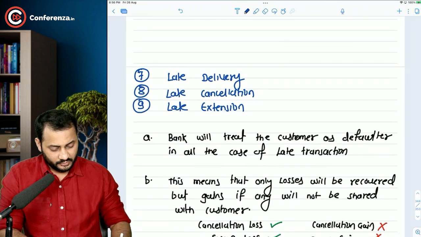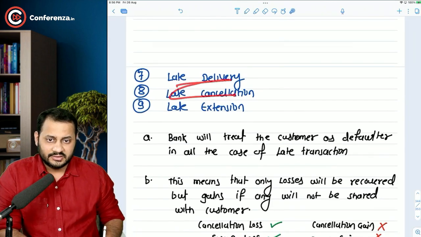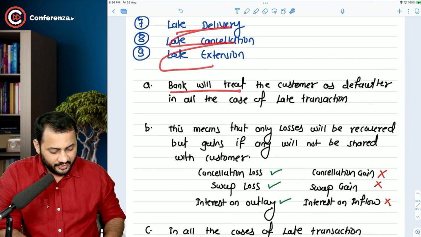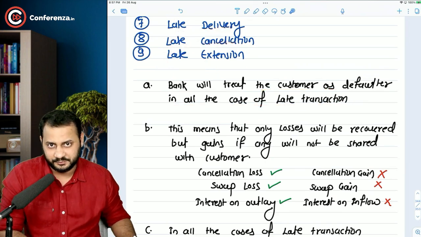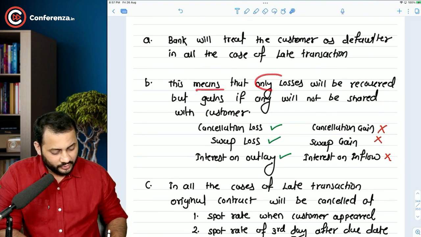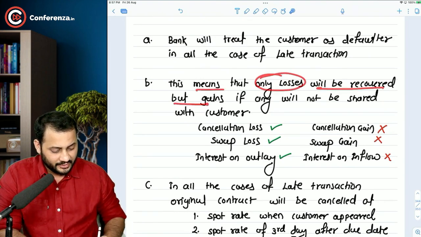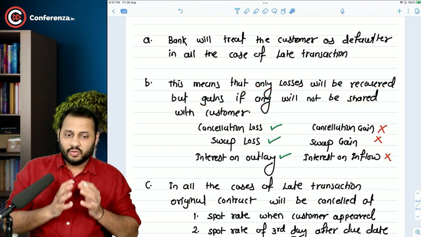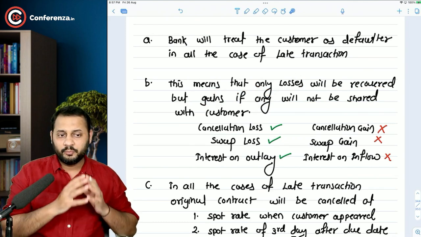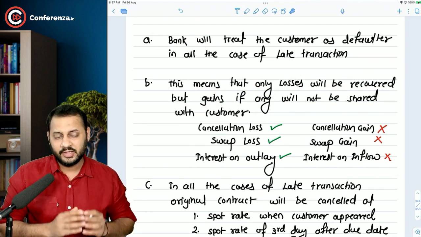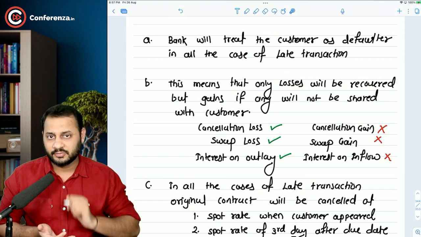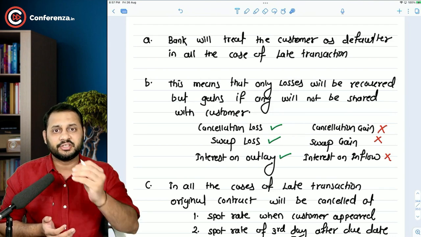See, late delivery, late cancellation or late extension, everything will be discussed by us. Bank will treat the customer as defaulter in all the cases of late transaction. This means that only losses will be recovered but gains, if any, will not be shared. So this time we are not going to pay them gains. Like in case of early delivery, we shared the gain with customer. We recovered the loss but shared the gain as well.